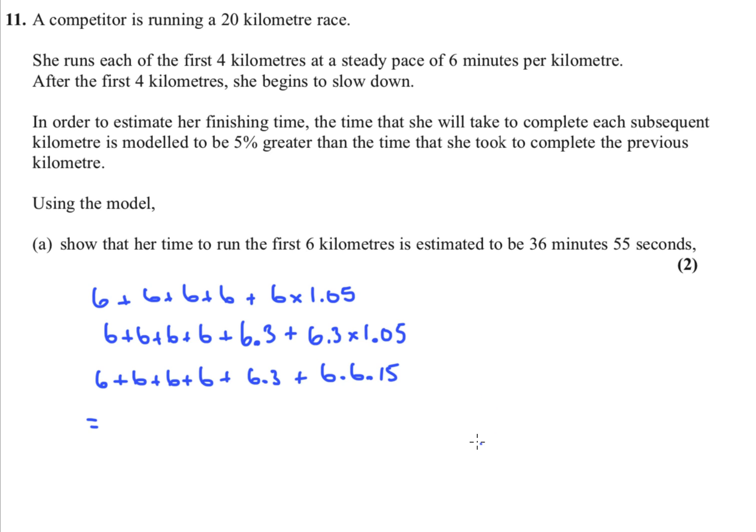which comes to 36 point, I'm not sure why I put 2 decimal places there. That comes to 36.915 minutes, which is 36 minutes, and 0.915 is 54.9 seconds, so 55 seconds, which is what they had.